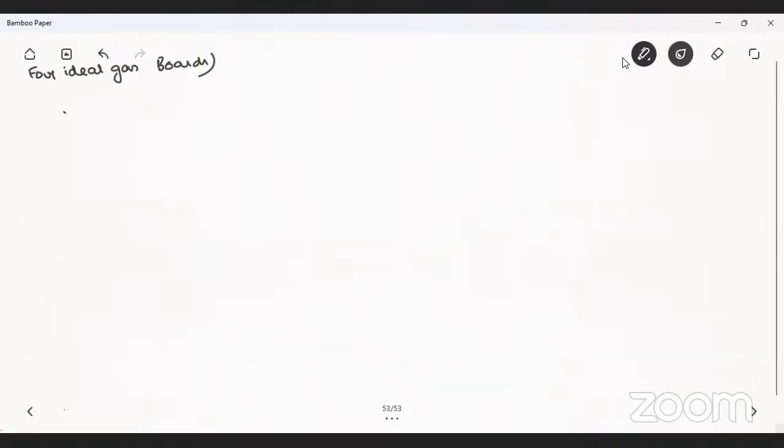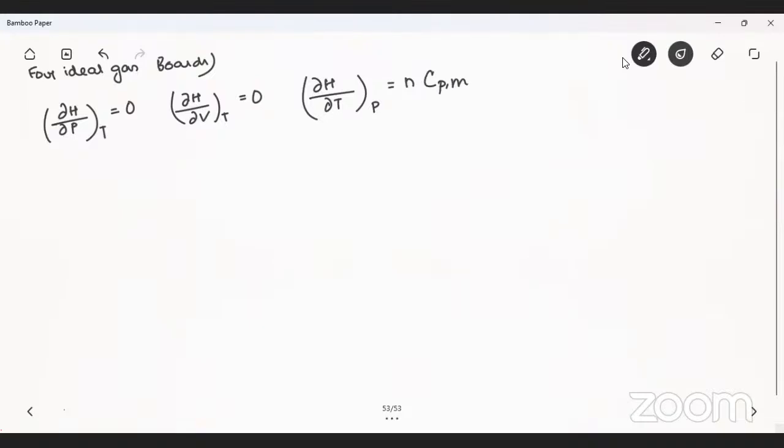So what is this thing? Delta H by delta P at a constant temperature is considered to be 0. Delta H by delta V at a constant temperature is 0. This is something we take as standard. And delta H by delta T, what is this? At a constant pressure, it is nCpm, which we can also write as Cp. These are the things we already know.